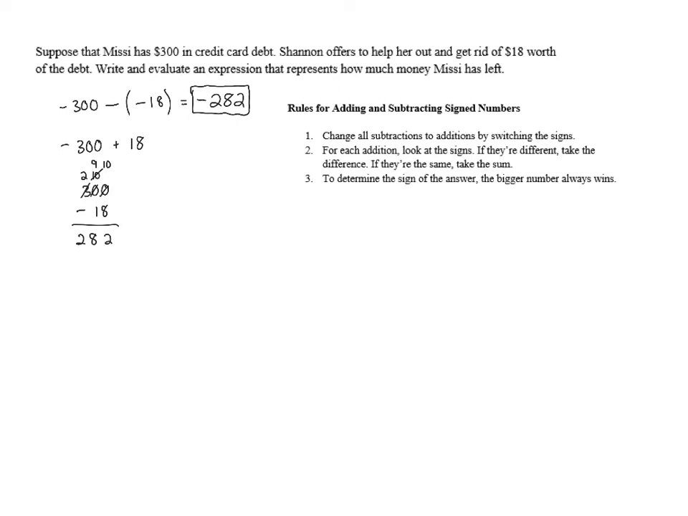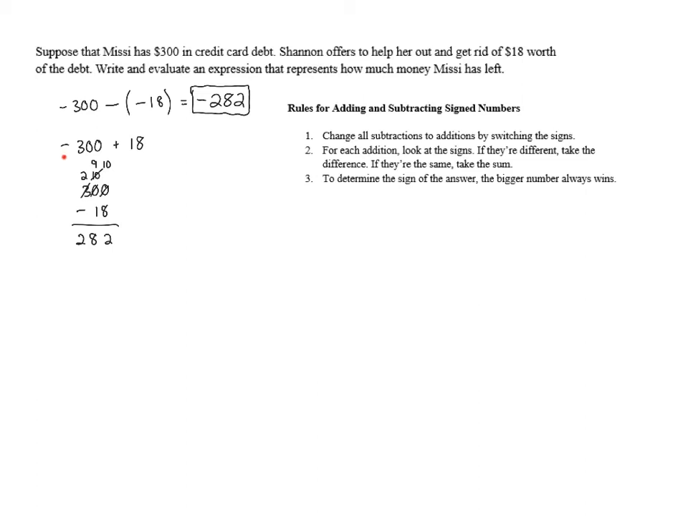All right, here's our list of rules for adding and subtracting signed numbers. Signed numbers mean they can be positive or negative. They'll have signs. First, we want to change all of the subtractions to additions by switching the signs. That's what we did here. We were subtracting a negative, and we were able to change it to an addition by adding a positive.